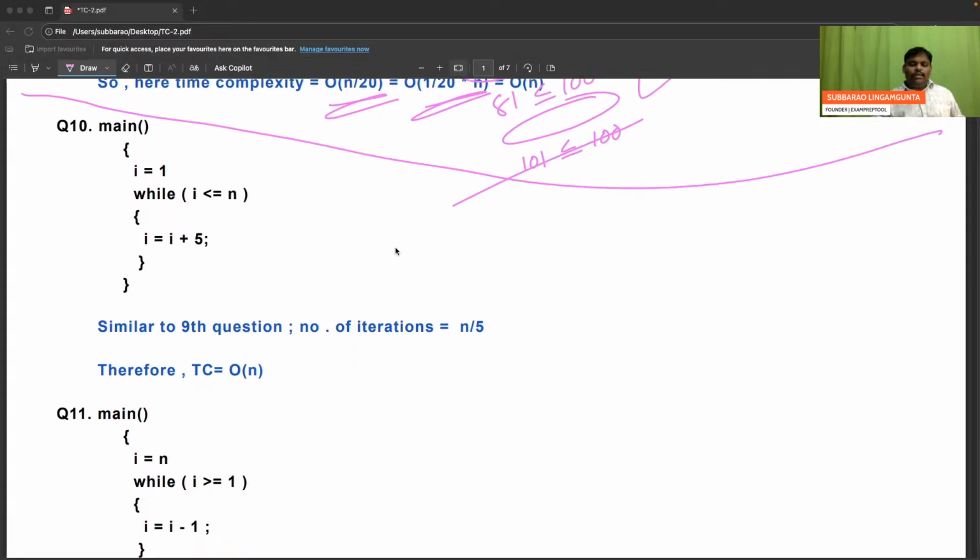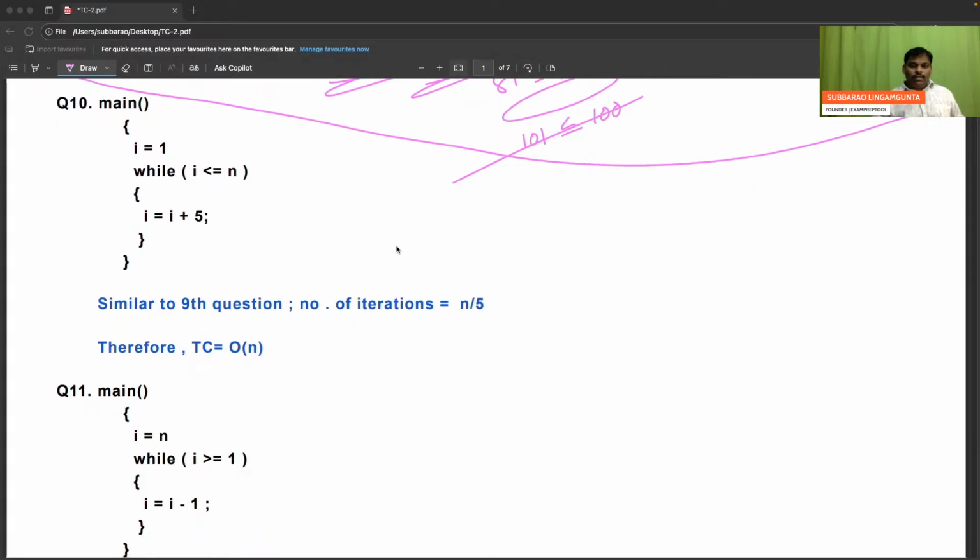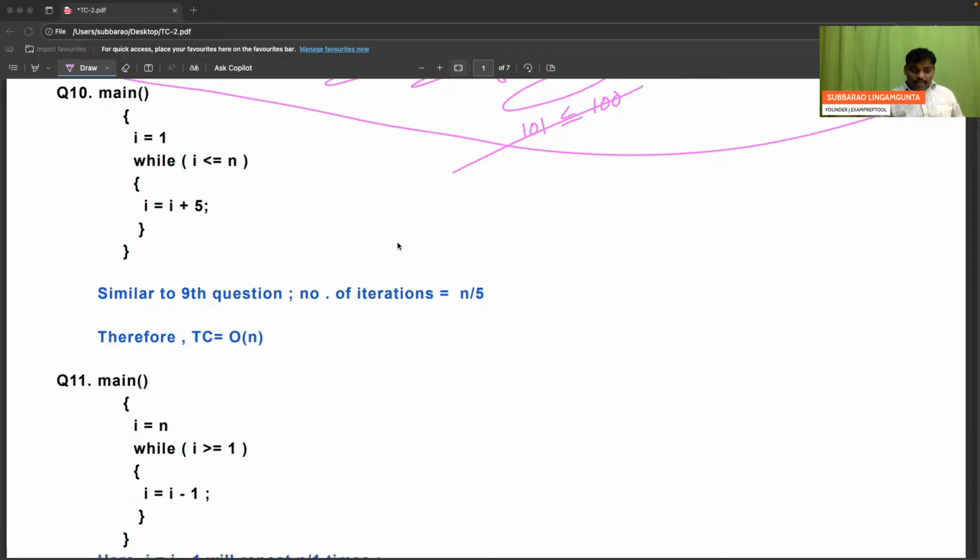Can you go to question number 10? Can you start now? Similar problem. See the similar problem, right? Time complexity means loop only.